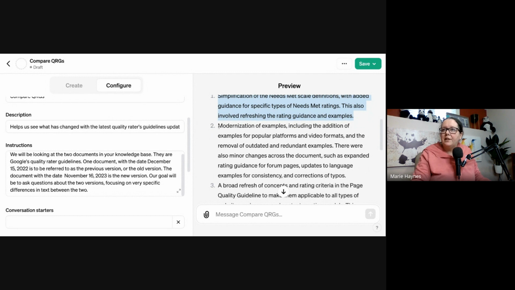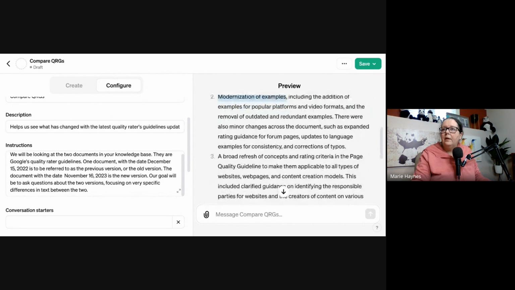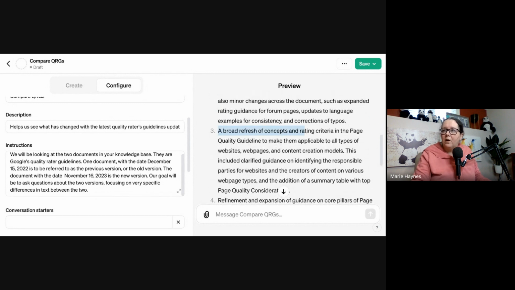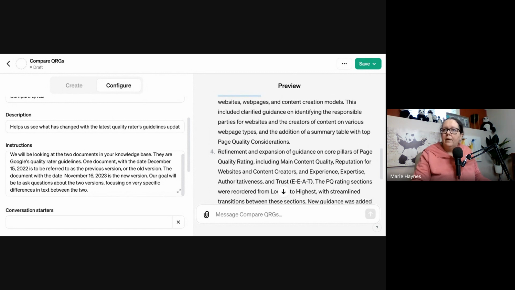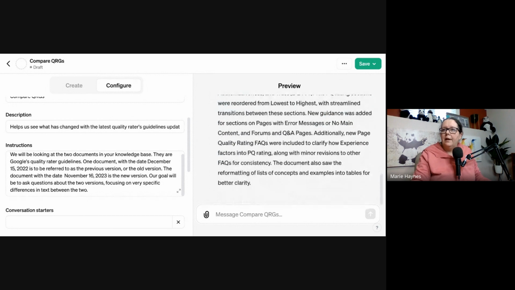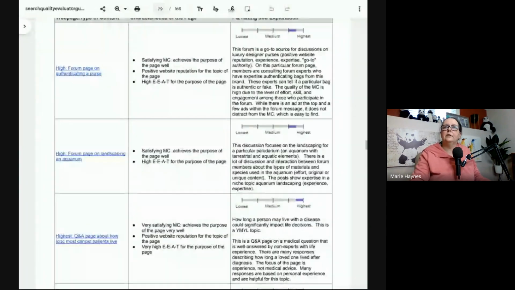Okay, modernization of the examples, so that might take some time to go through. A broad refresh of the concepts and rating criteria in the page quality guideline. Okay, refinement and expansion on the guidance of the core pillars of, okay. I think what is probably better here is we're just going to jump to what's changed and share this tab instead.